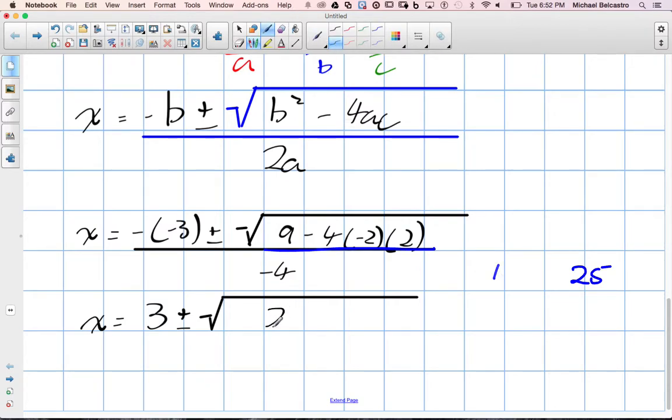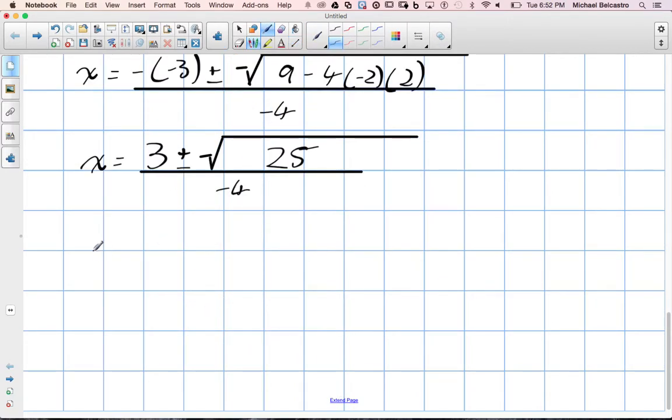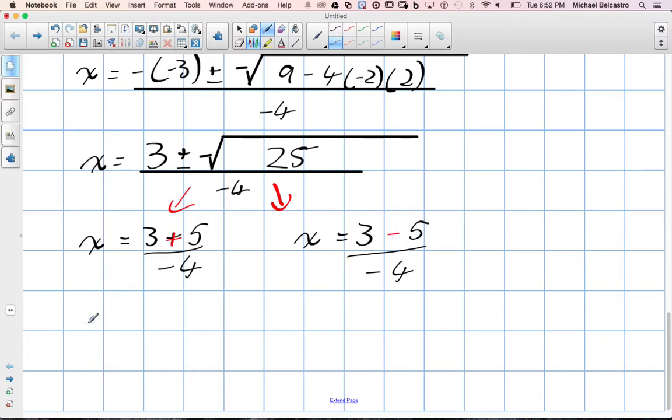Yeah. Okay, so we get 25, which is a very straightforward number to root for us, all divided by negative 4. So this is where it kind of splits. X is equal to 3 plus, and that's going to be 5 over negative 4. And x is also equal to, because it's plus or minus, right? So we have the plus value, and x is also equal to 3 minus the value of 5 over negative 4. So we end up with our two answers. Okay, this becomes 8 divided by negative 4 is negative 2. Okay, and this becomes negative 2 over negative 4, which is positive 1/2.